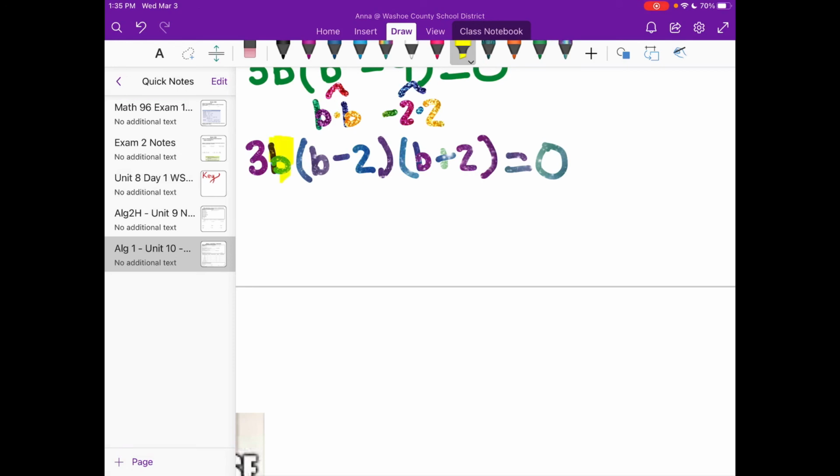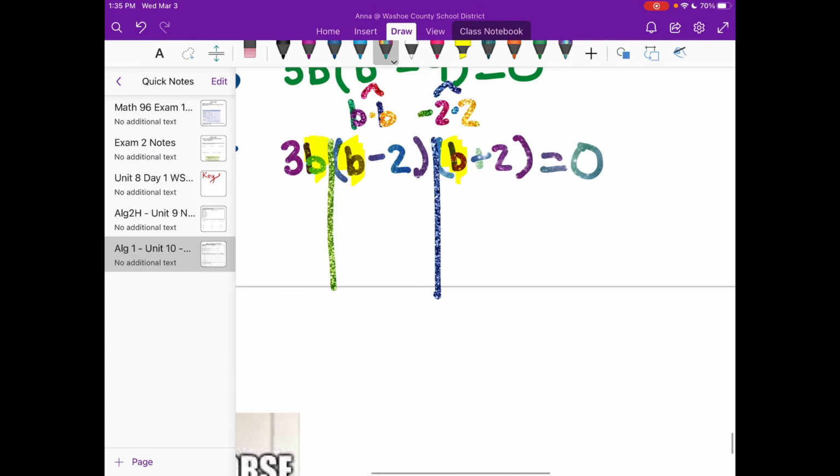Now remember, wherever there's a b, there's a 0. So 1, 2, 3 zeros. So I need to split up all of those zeros. I like to separate them in my class. So there's all the zeros, right? So I'm going to find 3b. Well, anytime there's a number and a letter next to each other, I know it's going to be equal to 0. But if you need to set it equal to 0, you totally can.